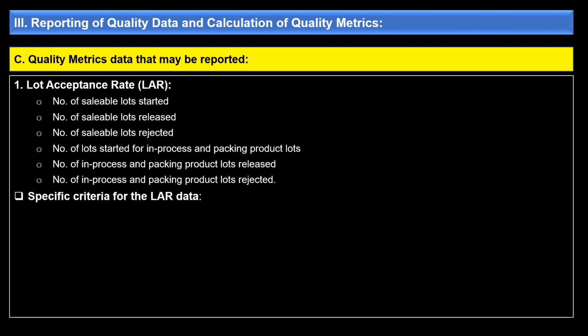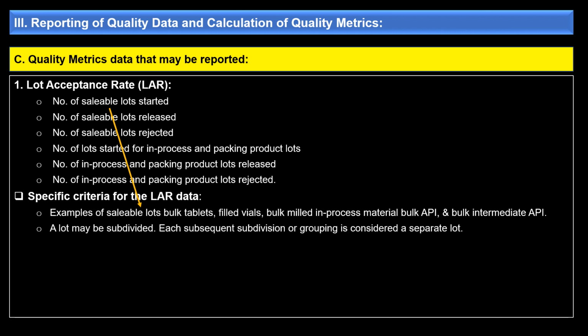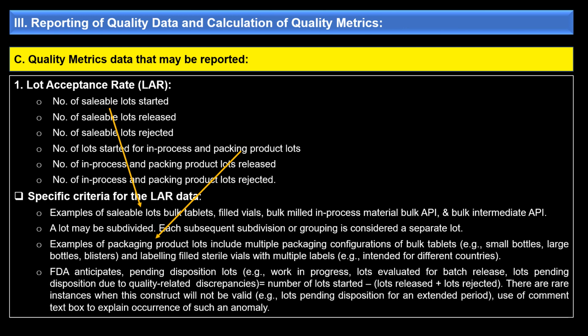Specific criteria for the lot acceptance rate data includes, if we see the saleable lots, examples of saleable lots are the bulk tablets, filled vials, bulk milled in-process materials, bulk API, and bulk intermediate API. A lot may be subdivided further, and hence each subsequent subdivision or grouping is considered to be a separate lot. If we see the packing product lots, examples of packing product lots include multiple packing configurations of bulk tablets like small bottles, large bottles, blisters, and labeling, filled sterile vials with multiple labels intended for different countries.